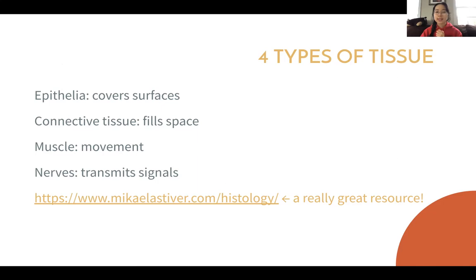All right. Last topic, I believe, for today is the four types of tissue. So I mentioned this really briefly before, but basically the study of tissue is called histology, and there's a great link here at the bottom that teaches you all about histology, and they also have some microscope pictures and stuff. So definitely take a look at that. I really recommend that resource. And there are four basic types of tissue. Epithelial tissue covers surfaces, connective tissue fills space, muscle promotes movement, and nerves transmit signals.